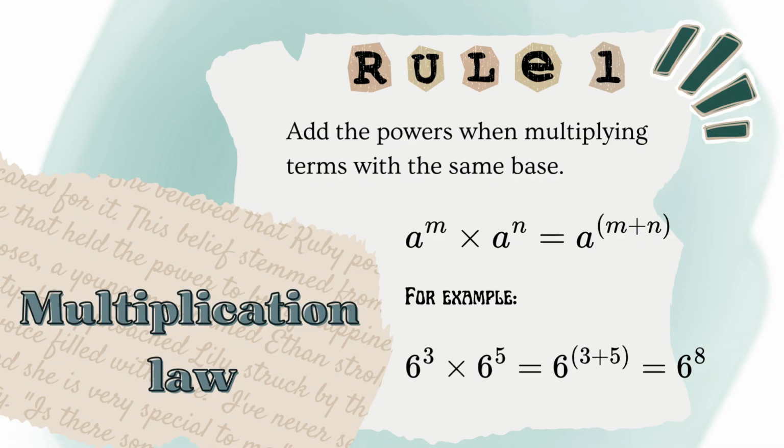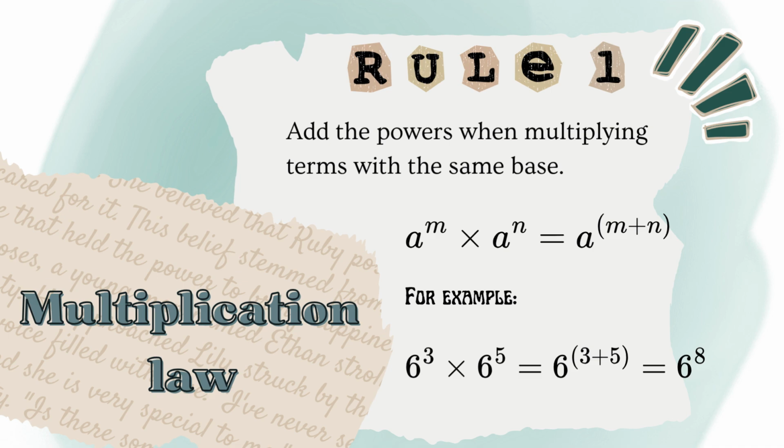We have 6 raised to the power of 3 multiplying 6 raised to the power of 5. As you can see, the bases are both 6, so since the bases are the same, we can add the power. So we have 6 to the power of 3 plus 5, which is now 6 raised to the power of 8.